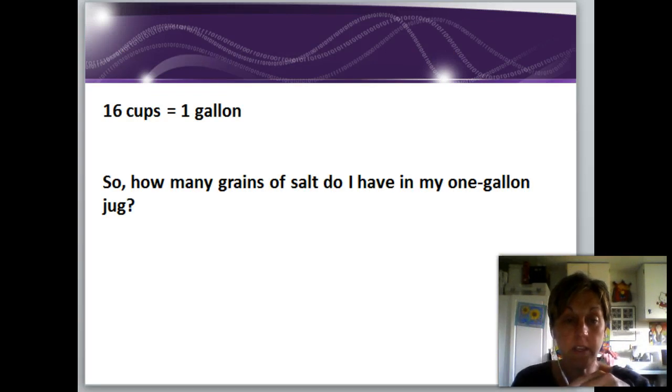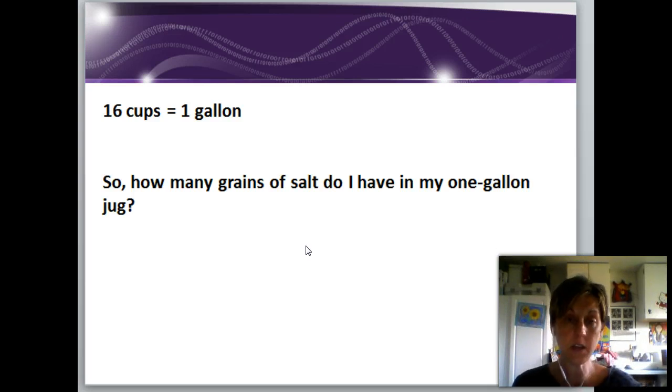Now, if we have 16 cups in a gallon, we could probably figure out how many grains of salt would be in this particular container. But I don't know how many cups I have in here. So we have to start with a unit that maybe we can figure out a little bit better. Okay? So we might need to break this unit of cups down a little bit further, because I don't even know how many grains of salt are in a cup. Do you? I really don't.